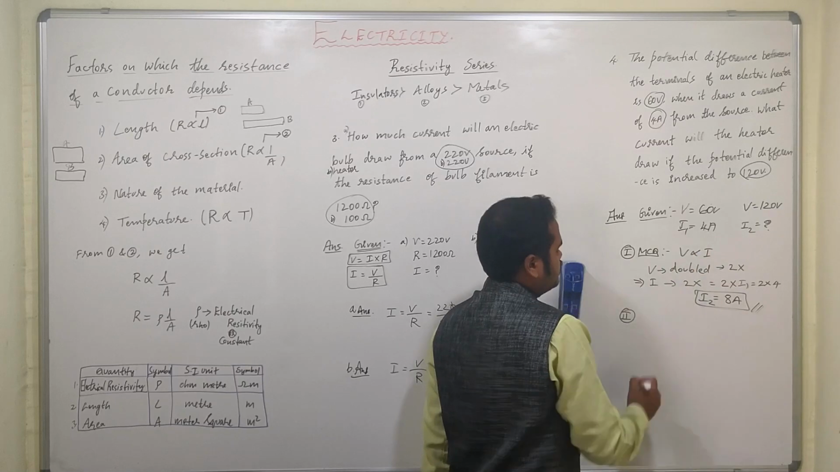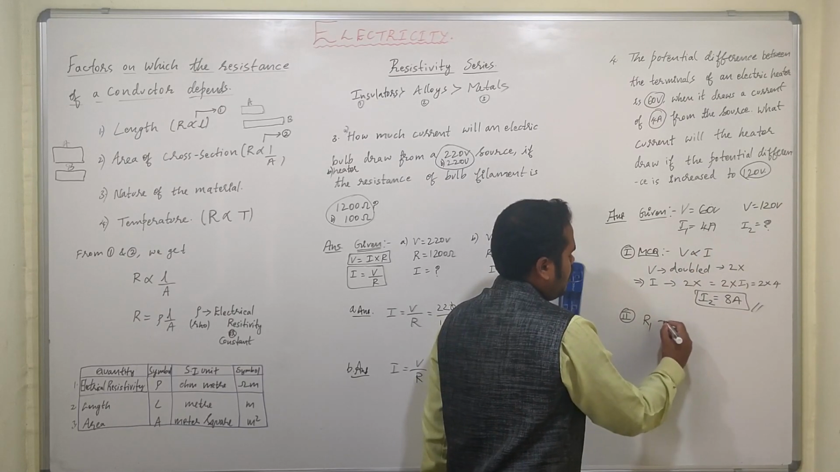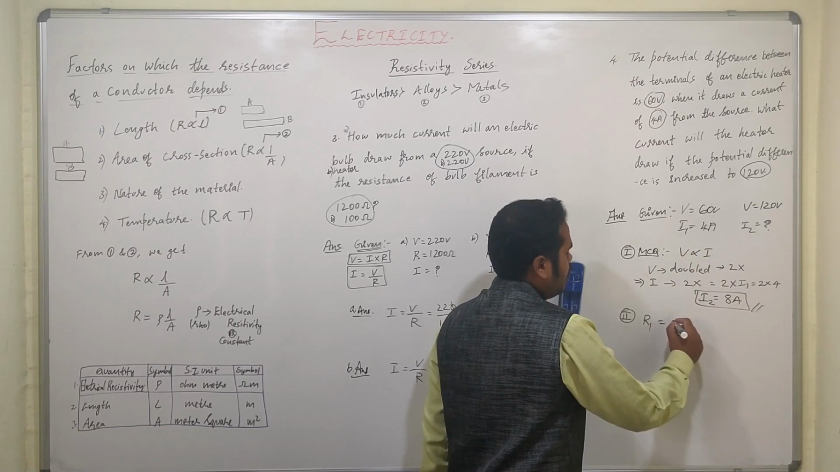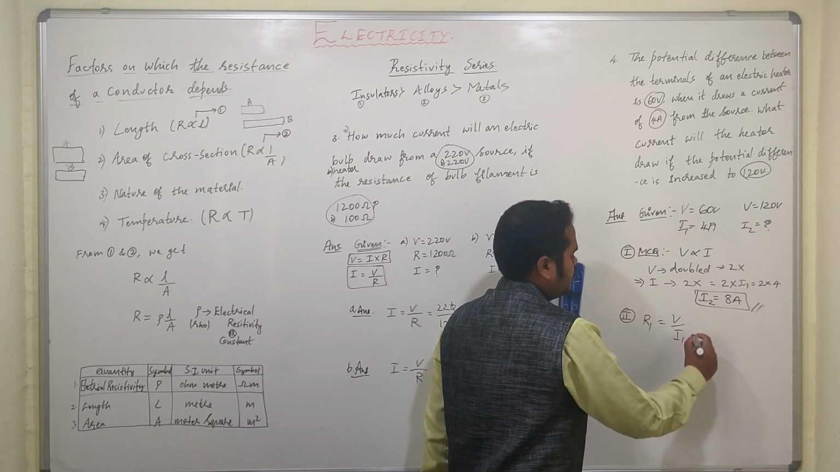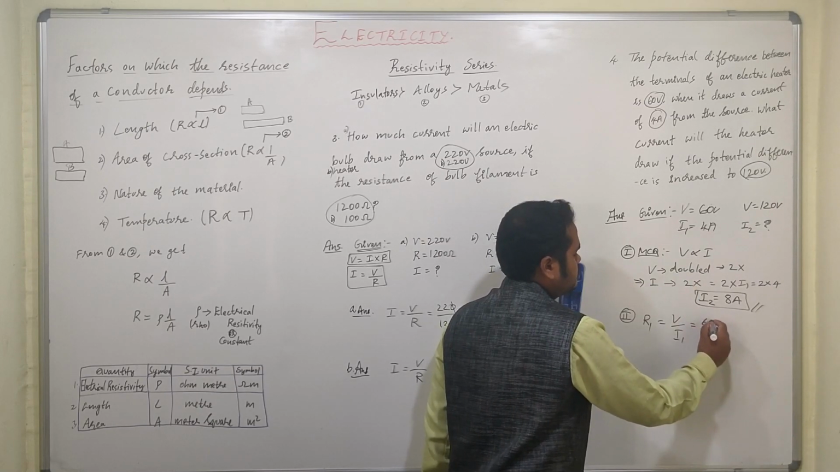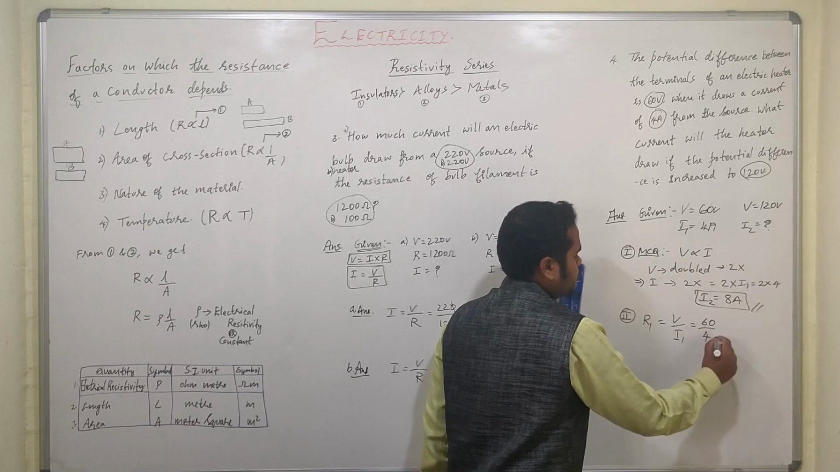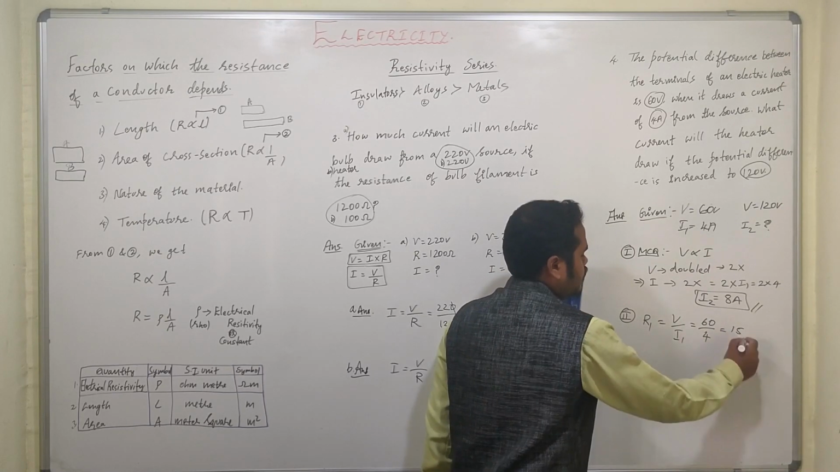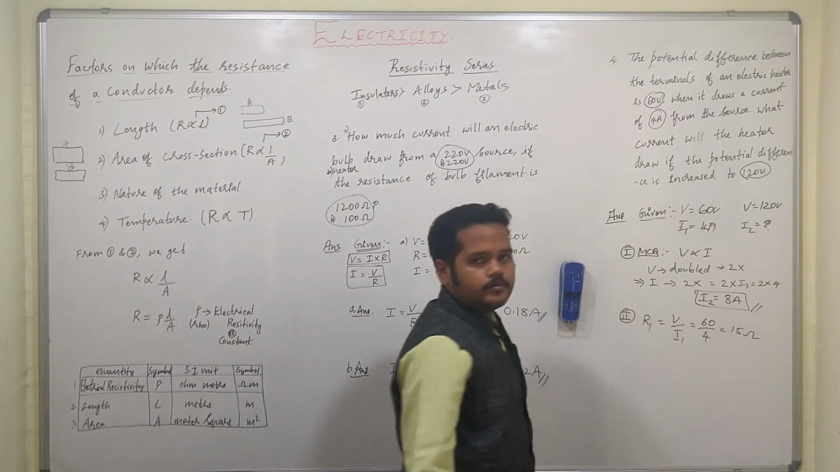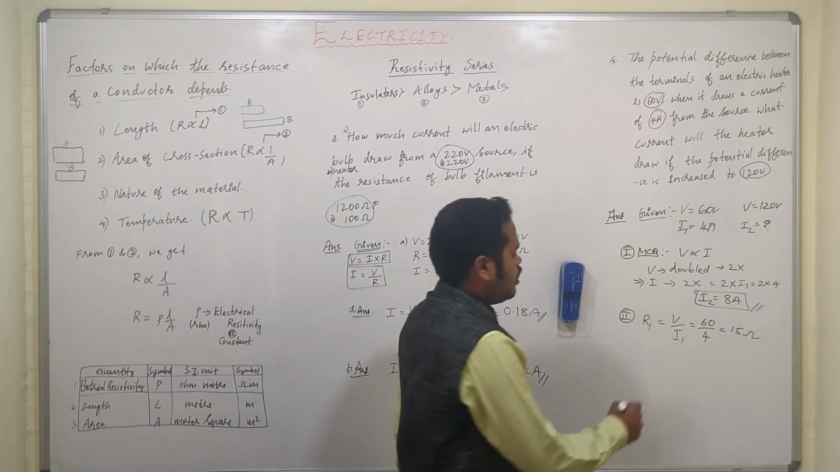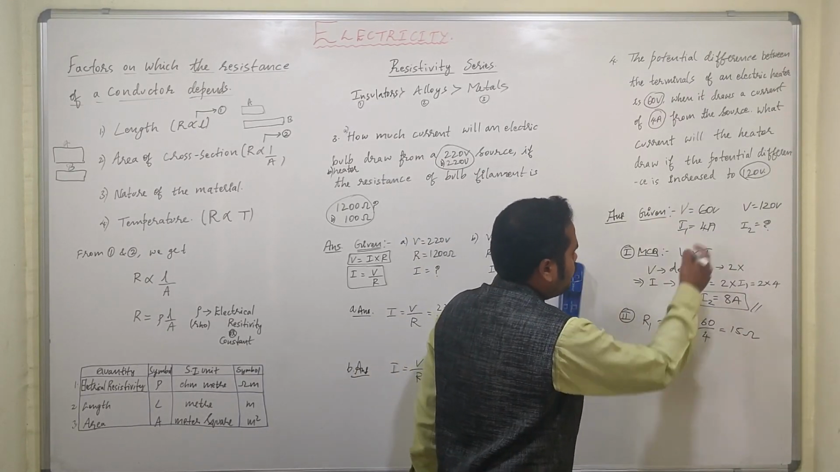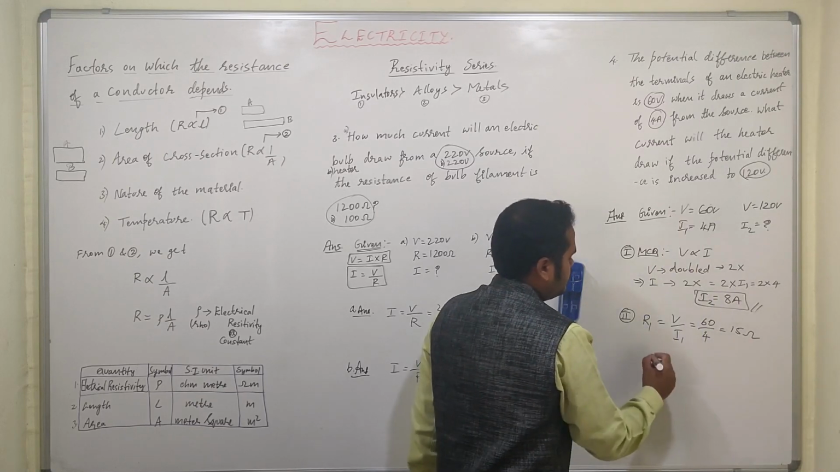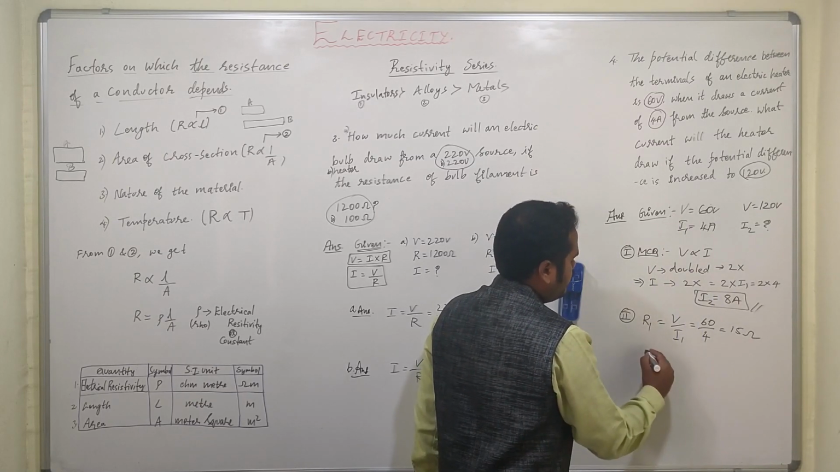Second way: first we have to find out the resistance. We will find out R1. R is equal to V by I, V by I1. V is 60, I1 is 4. 4 1s are 4, 4 5s are 20. 15 ohm. We have got 15 ohm. Now we have to substitute R1 in the above equation. We have to find out I2.